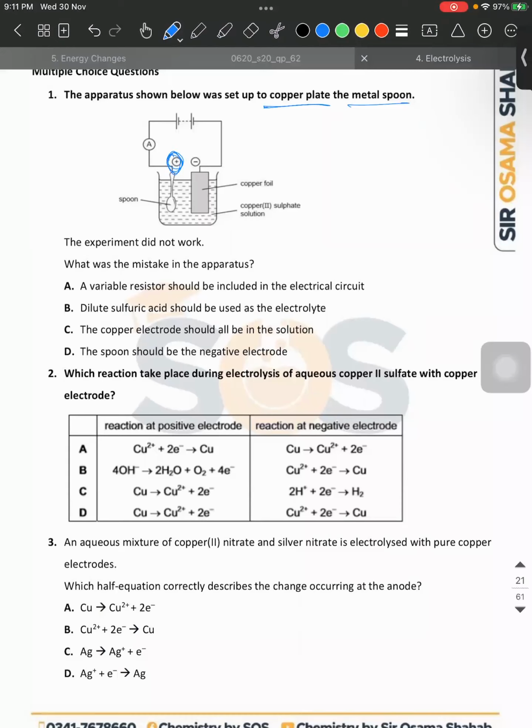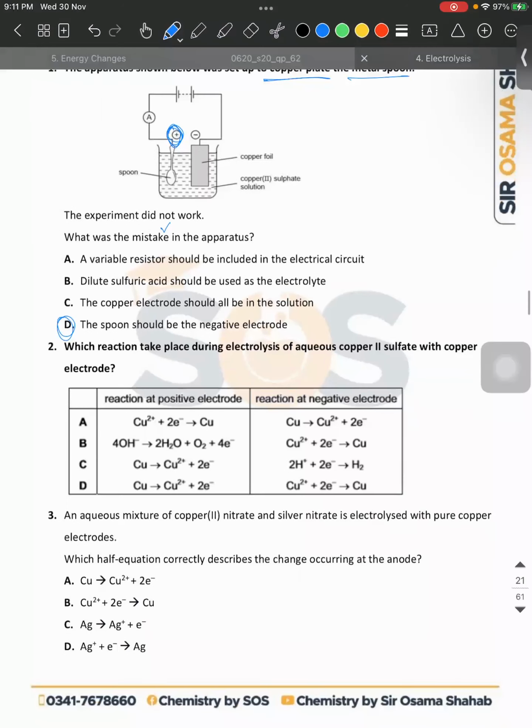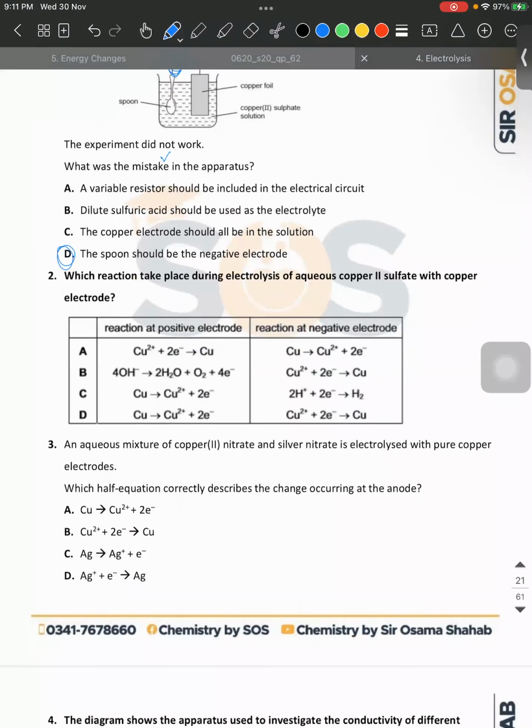तो पहले ही देखकर आपको अंदाजा लगा लेना चाहिए कि ये क्वेश्चन क्या पूछ सकता है आपसे. And the question is actually saying what was the mistake, and this is actually the mistake, right? So you can see this. The right answer will be the spoon should be at the negative electrode. उसको negative electrode पे होना चाहिए, because कोई भी substance जो कि आपको electroplate करना है, it is always at the cathode. उसको हमेशा cathode पे होना चाहिए. ठीक है? Then the next one is, which reaction takes place during electrolysis of aqueous copper sulfate using copper electrodes?